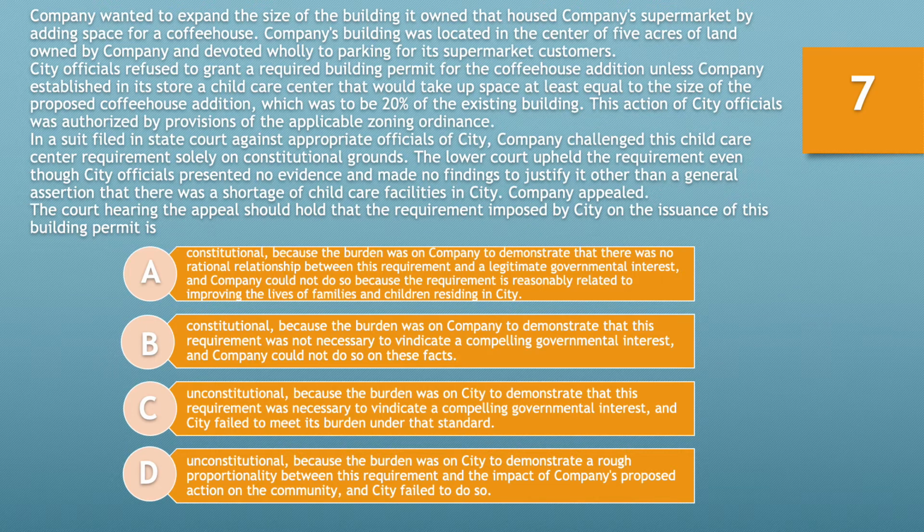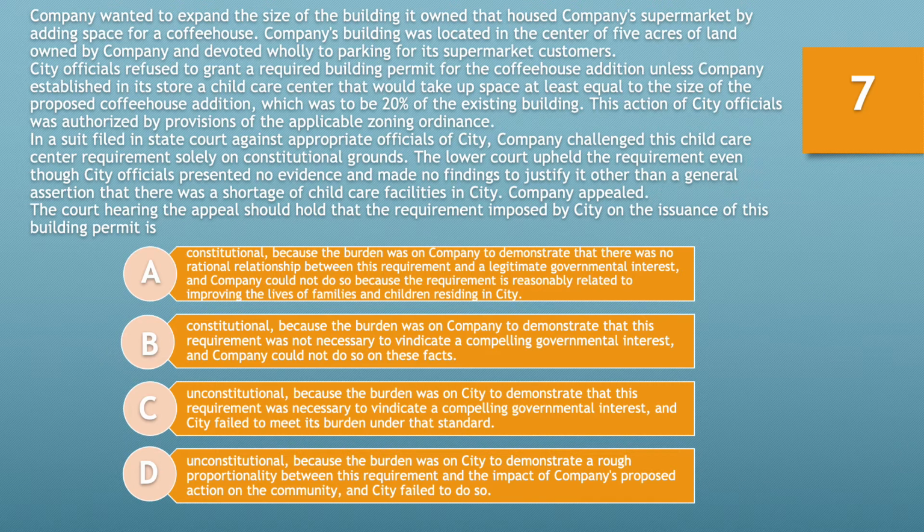Company appealed. The court hearing the appeal should hold that the requirement imposed by city on the issuance of this building permit is A, constitutional because the burden was on company to demonstrate that there was no rational relationship between the requirement and a legitimate government interest, and company could not do so because the requirement is reasonably related to improving the lives of families and children residing in city. Option B, constitutional because the burden was on company to demonstrate that this requirement was not necessary to vindicate a compelling governmental interest, and company could not do so on these facts.